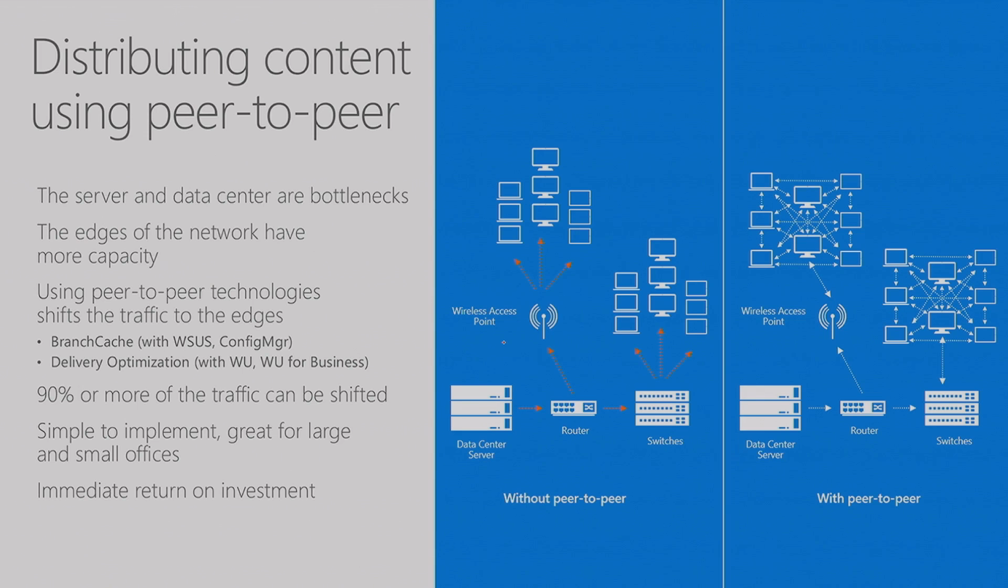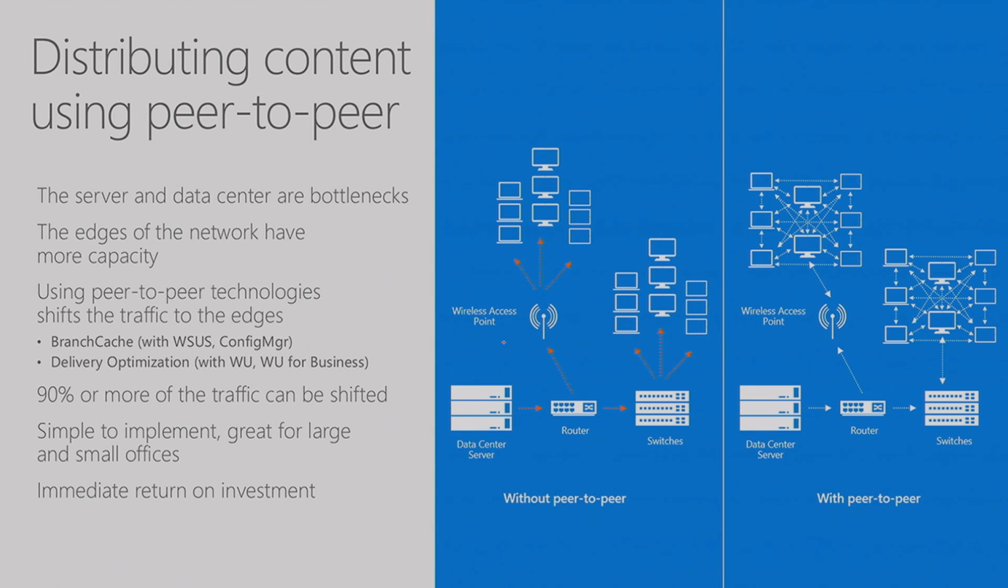We can use BranchCache with WSUS and Config Manager. We can use Delivery Optimization with Windows Update, Windows Update for Business, and WSUS. And then Config Manager has their own caching mechanism that's currently in preview that will enable peer-to-peer sharing with their future release as well. By implementing those, we can really drastically alter the amount of network traffic that comes back to the data center. The typical testing that we've performed has shifted 90% of that out to the edges of the network. So it's a pretty significant change for a fairly minimal investment.